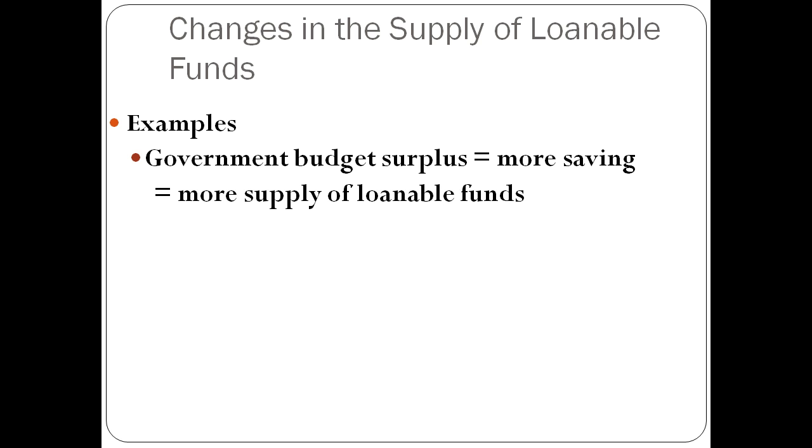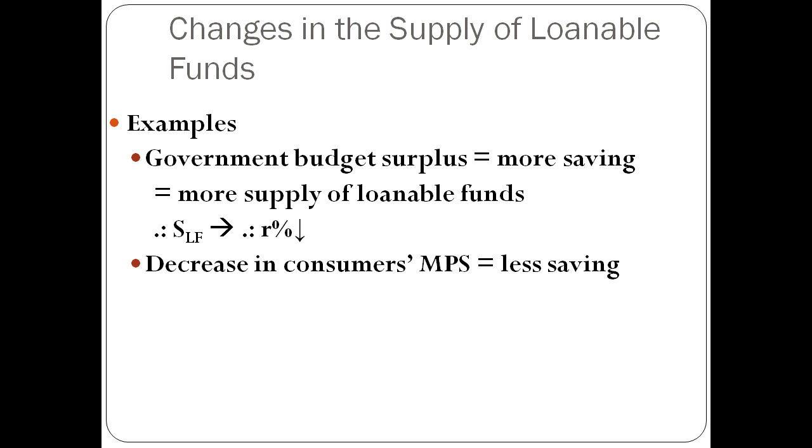So here's some examples. Let's say the government is running a budget surplus. That means the government is actually saving money. So a government budget surplus is going to be equal to more saving. That's going to mean more supply of loanable funds. That's going to imply that the supply of loanable funds is going to shift to the right, which implies that the real interest rate is going to fall, and we'll see that on our graph in a minute.